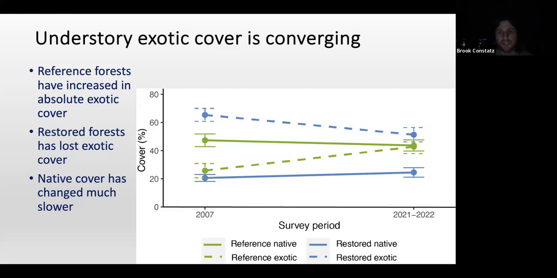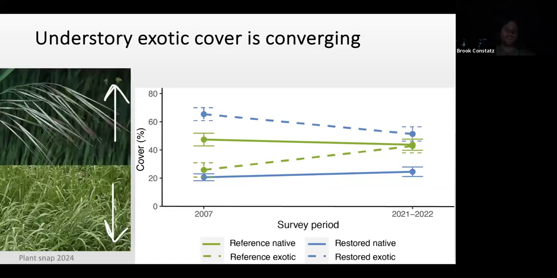And you find that, especially in a convergence framework, exotic cover is converging between the two forests. It's decreasing in restored forests, and it's increasing a lot in reference forests, whereas native cover is not really changing that much over this 13 to 14-year period. And a lot of this is being driven by a huge recruitment of a lot of bromes in reference forests. They were doing a good job of moving in. They represented a lot of that change, and that caused a lot of the increase in exotic cover.